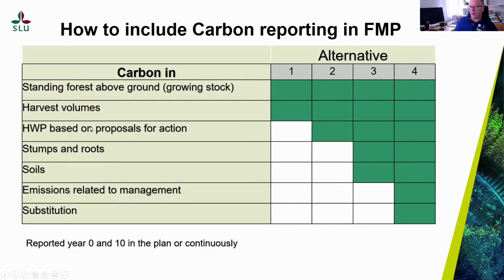It's the same for the harvested wood products. If the timber buyer is a sawmill, they maybe use more of the stem for making saw timber than if it's a pulp mill that buys the timber. So these are the different alternatives.